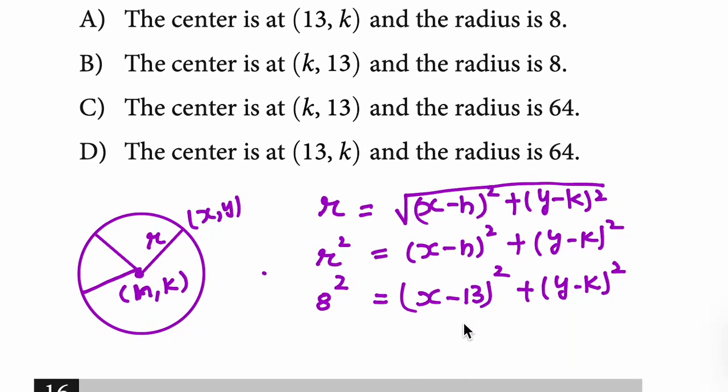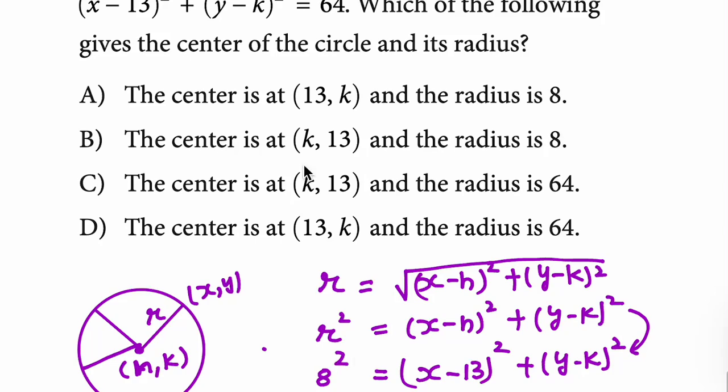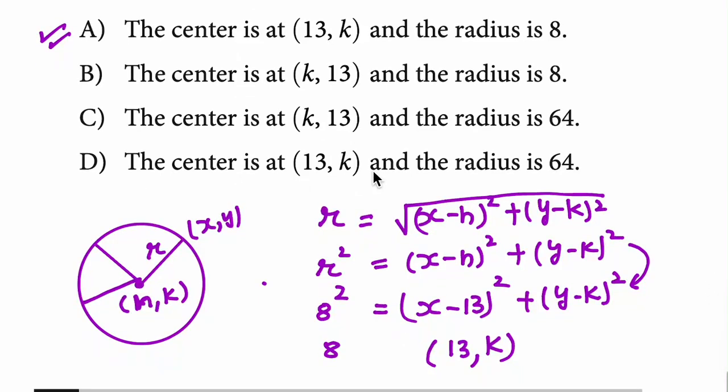So just compare h and k to 13 and k, and the radius is 8. So the center is at (13, k) and the radius is 8. So A is the right option. You may be tricked into thinking that the radius is 64. But you have to remember that just to remove the square root sign, we square both sides, and for that reason r is 8, not 64.